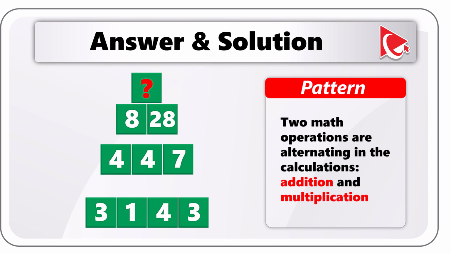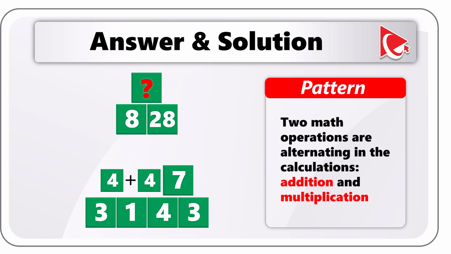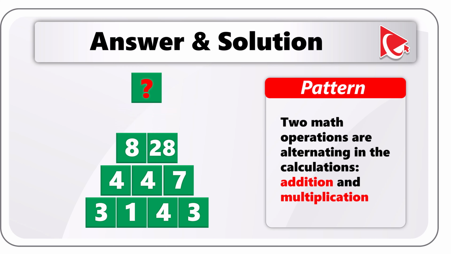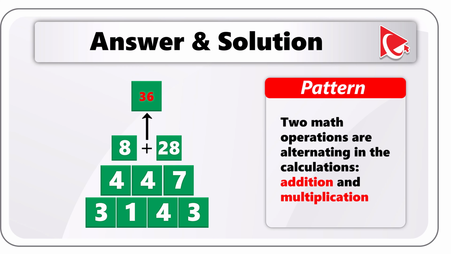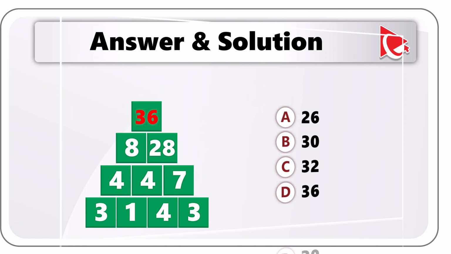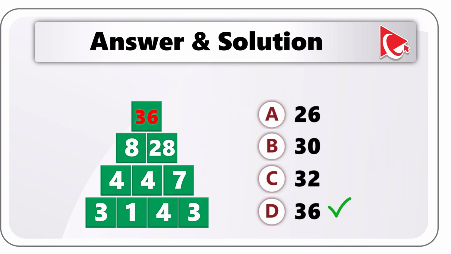Let's go to the row 2. 4 plus 4 equals 8. But 4 multiplied by 7 equals 28. So to calculate the top number, we need to add 8 and 28 to get to the final result of this, 36. So the correct answer here is choice D, 36.